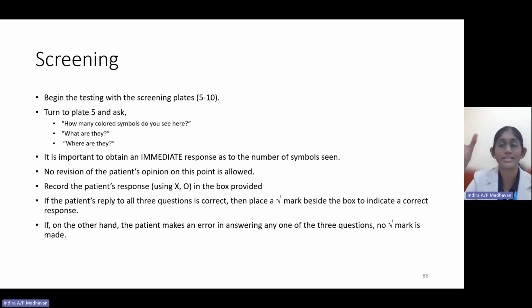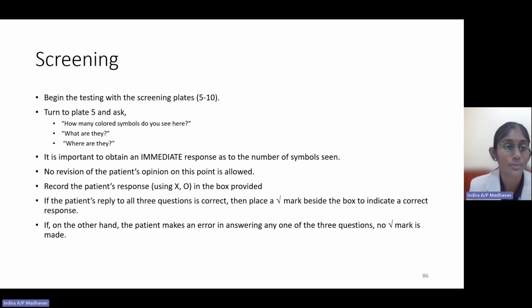So once we are done with the demonstration, where they get the idea of what they have to tell, basically how many and what the shapes are, and then you have to record them. Once they already understand and you are also ready, then you begin the testing with the screening plates, which will be from 5 to 10. So turn to plate 5 and ask, how many colored symbols do you see? What are they? Where are they? Similar questions to the demonstration task.